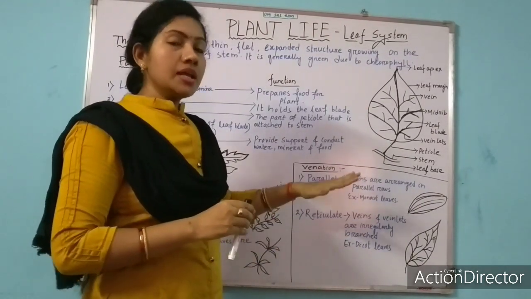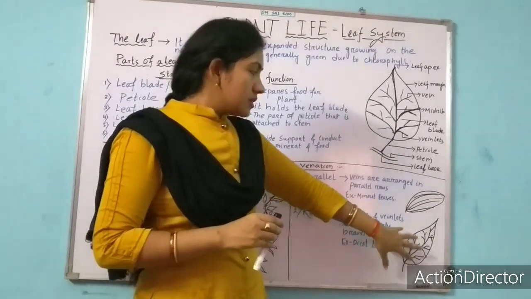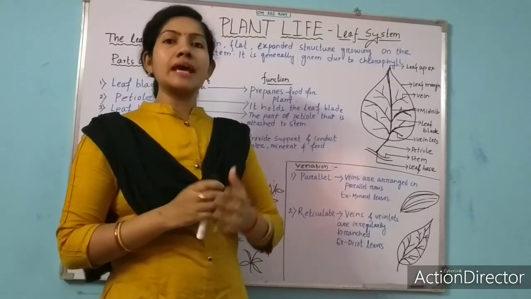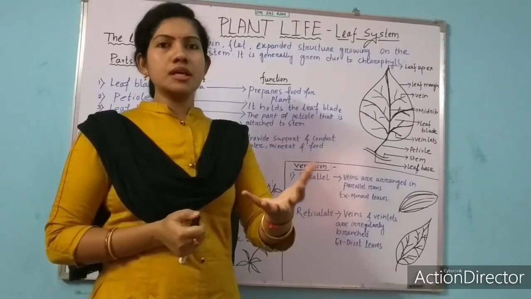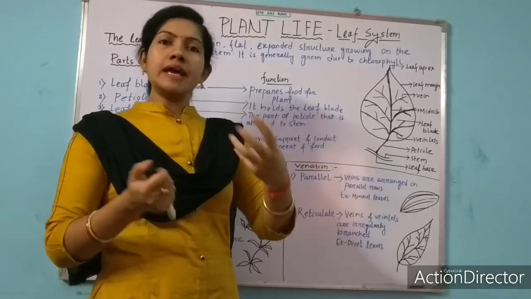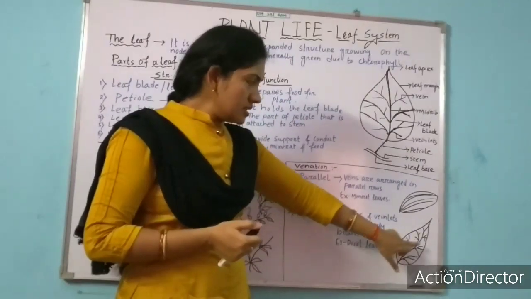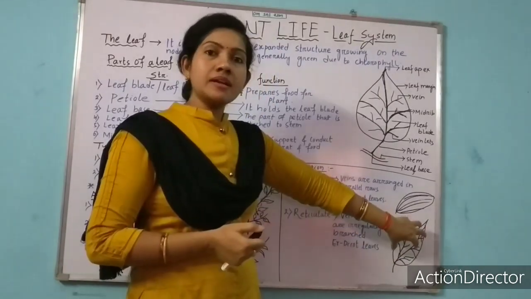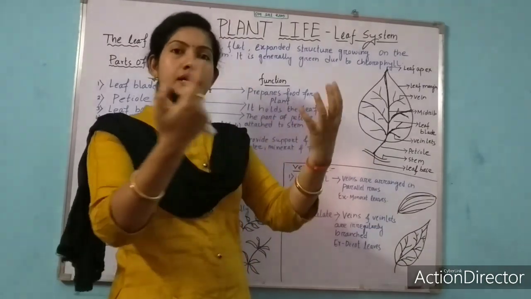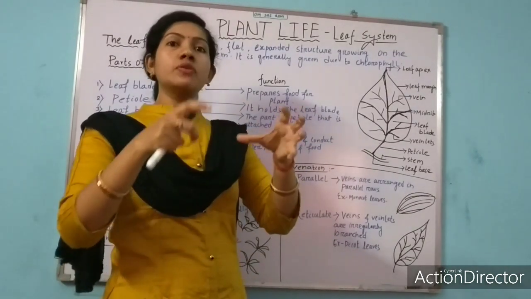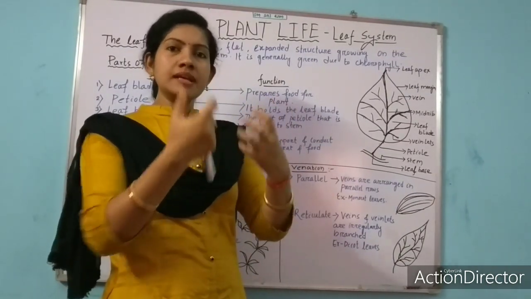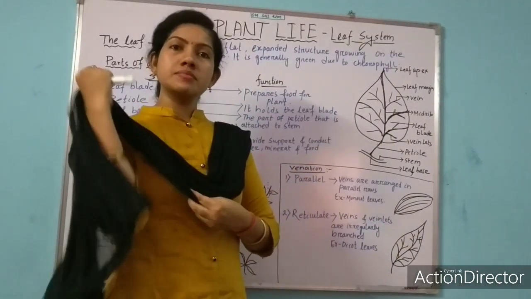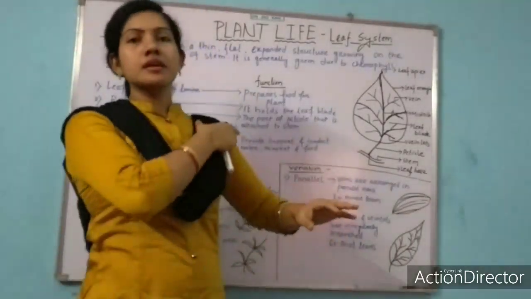Reticulate arrangement means the veins and veinlets will be in a network, like in a simple dicot leaf. You can see it in a mango leaf or a peepal leaf, any dicot leaf. They will have this kind of arrangement. All the veins and veinlets arrange themselves in a net form. It seems like a net. All over the leaf blade they arrange themselves. So this is reticulate arrangement.